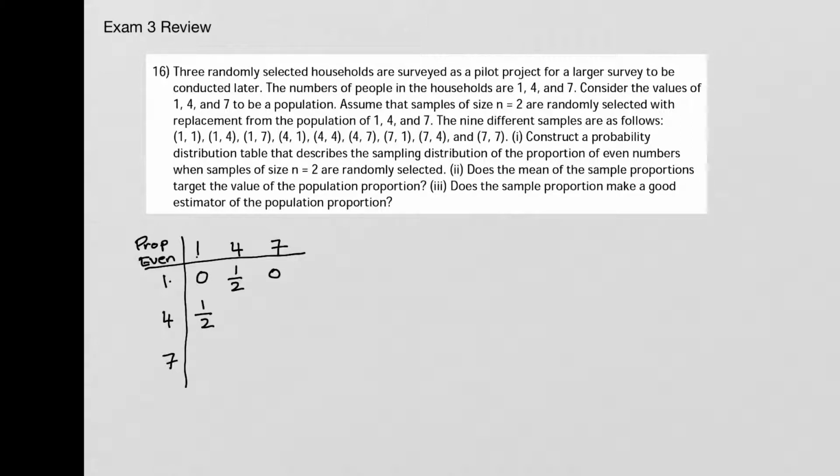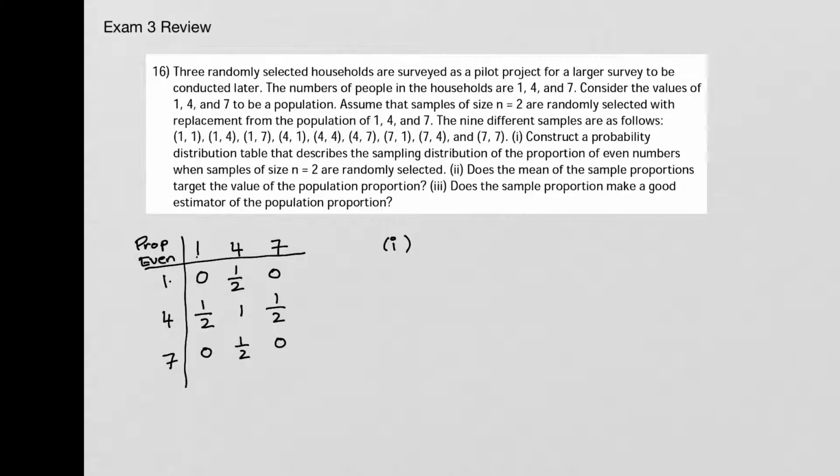4 and 4, now we have 2 out of 2, which is 1. And then 4, 7 is going to be 1/2. 1, 7 is 0. 4, 7 is half. And 7, 7 is 0. So I've got all my possible pairings, and I found the proportion of the numbers in each sample that are even. So now I can construct my probability distribution table.